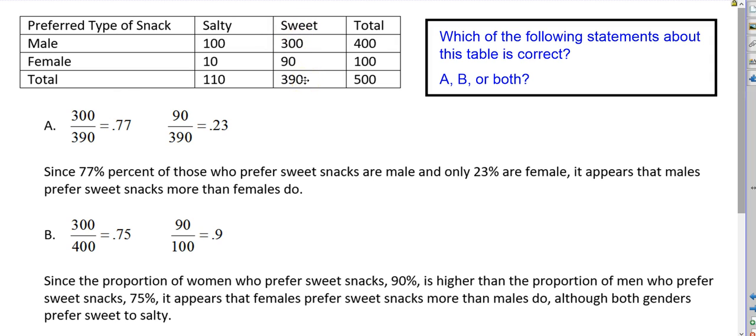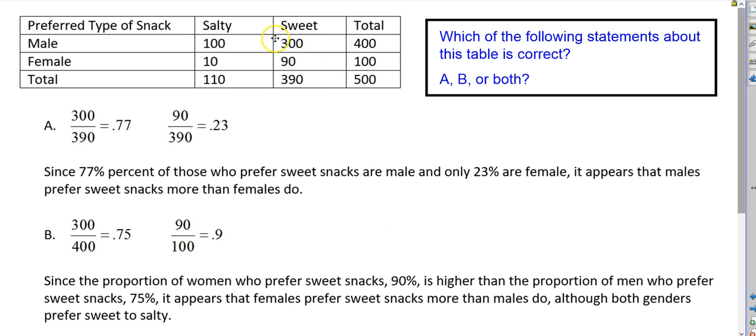In option A, we see that 300 out of the 390 people who preferred sweet snacks were male, and only 90 out of the 390, or 23%, were female. Therefore, since 77% of those who prefer sweet snacks are male and only 23% are female, it appears that males prefer sweet snacks more than females do.